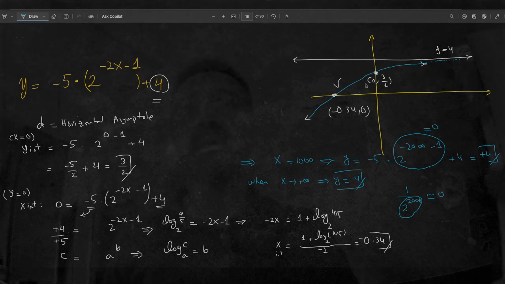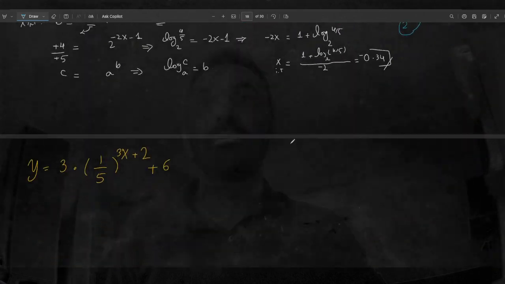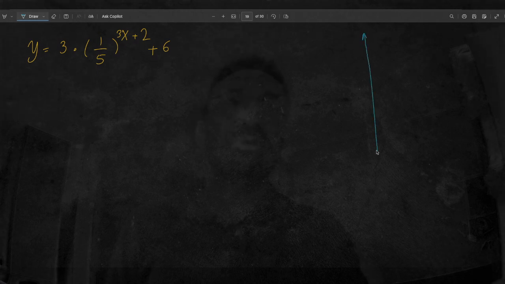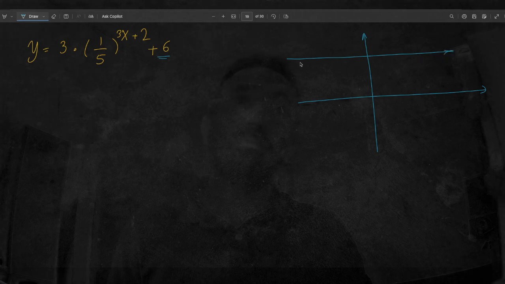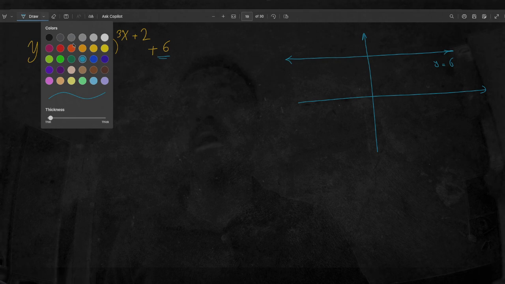When you go to the right side, your function is getting closer and closer to 4. Okay, that's it. Now let's go and do one other question here. Okay, so we're going to go and graph this function. Now again, y equals 6 is the horizontal asymptote.